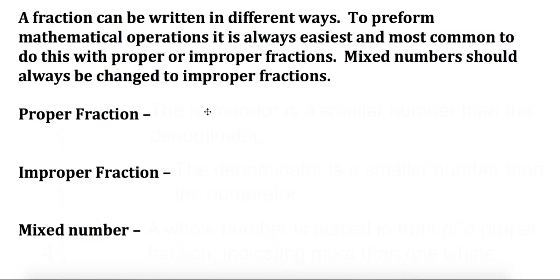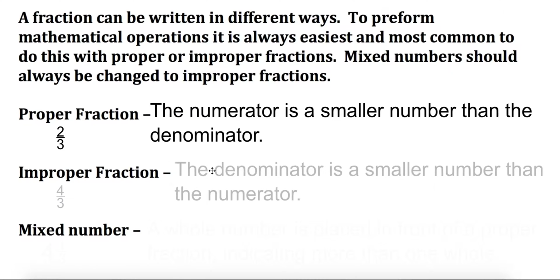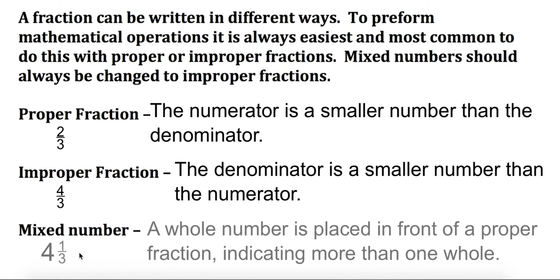Now, a proper fraction is when the numerator is a smaller number than the denominator. So an example is like 2 over 3. An improper fraction is when the denominator is a smaller number than the numerator, like 4 over 3. And a mixed number is when we have a whole number in front, like 4 and 1/3. So it's indicating that the value is greater than 1.